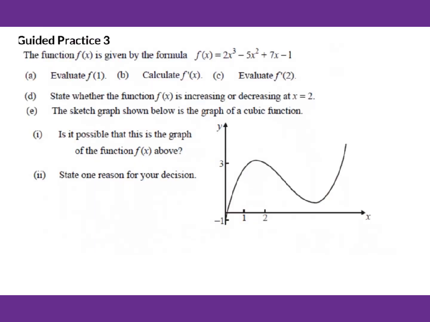Let's go to guided practice 3. The function f of x is given by this formula. Evaluate f of 1. So for f of 1, we just need to plug into the original function: 2 times 1 to the third power minus 5 times 1 squared plus 7 times 1 minus 1. You will get 3.